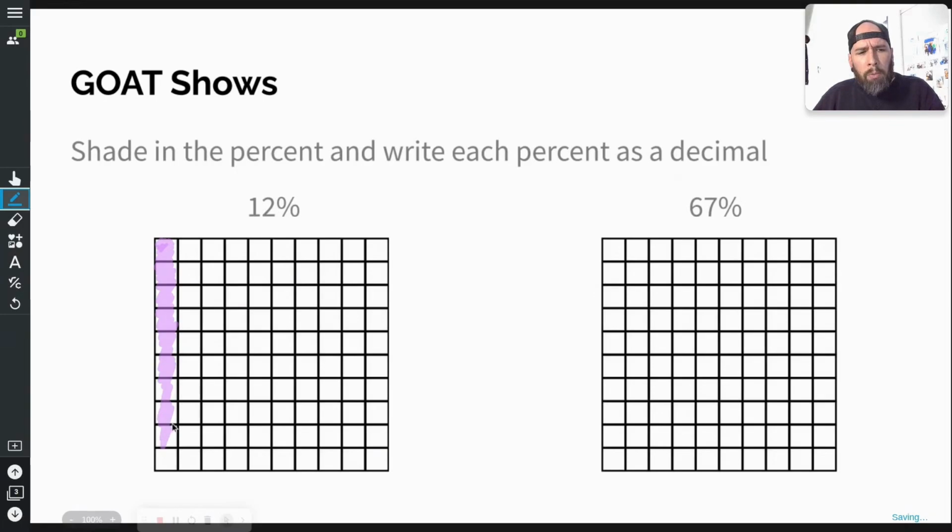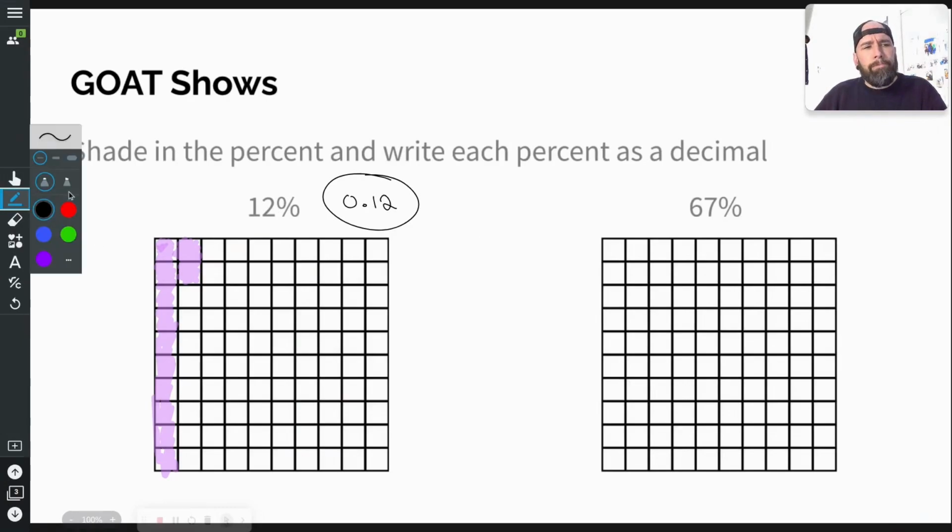So shading in 12% means I'm shading in 12 squares. There's 10, 11, 12 shaded. Now that's 12 out of 100, 12 hundredths. So 12 hundredths written as a decimal is 0.12.